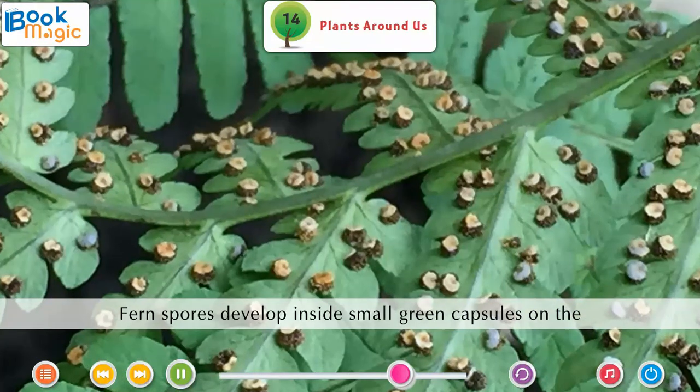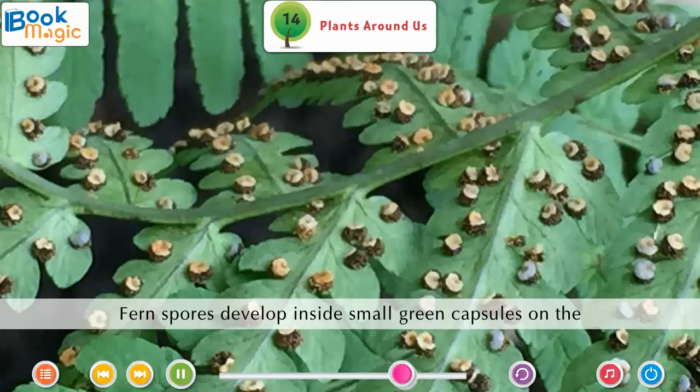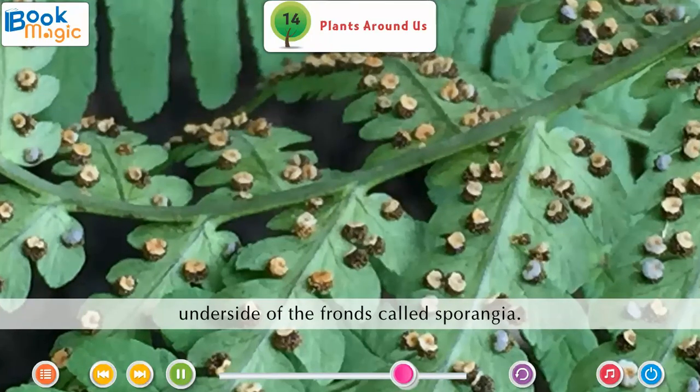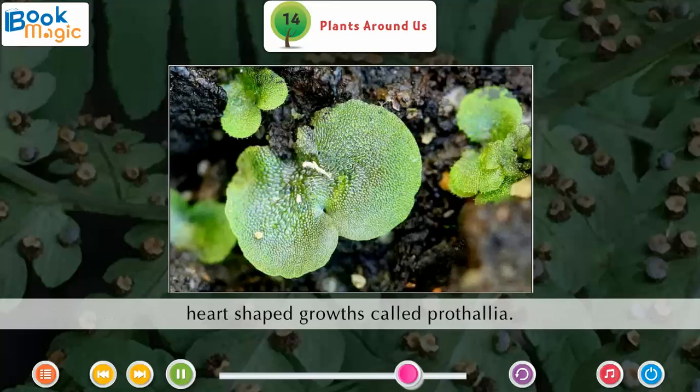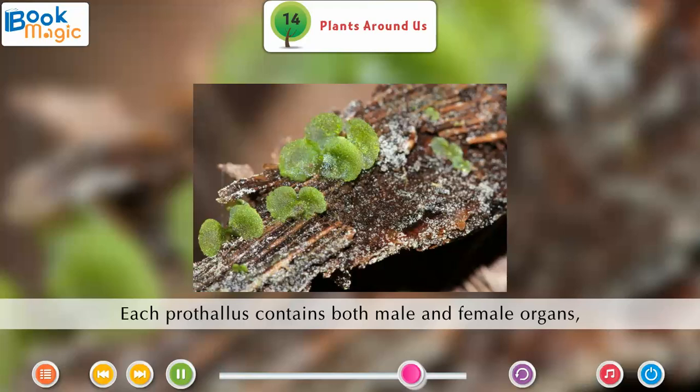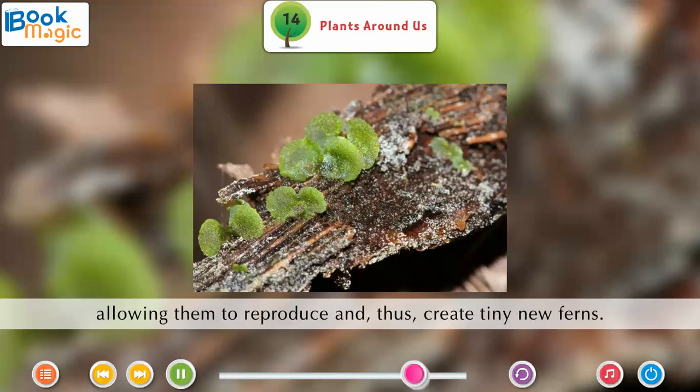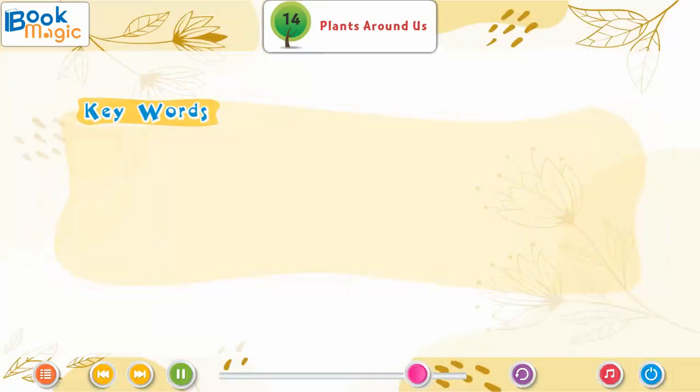Fern spores develop inside small green capsules on the underside of the fronds called sporangia. When the powdery spores are sown on a damp soil, they produce small heart-shaped growths called prothallia. Each prothallus contains both male and female organs, allowing them to reproduce and thus create tiny new ferns.